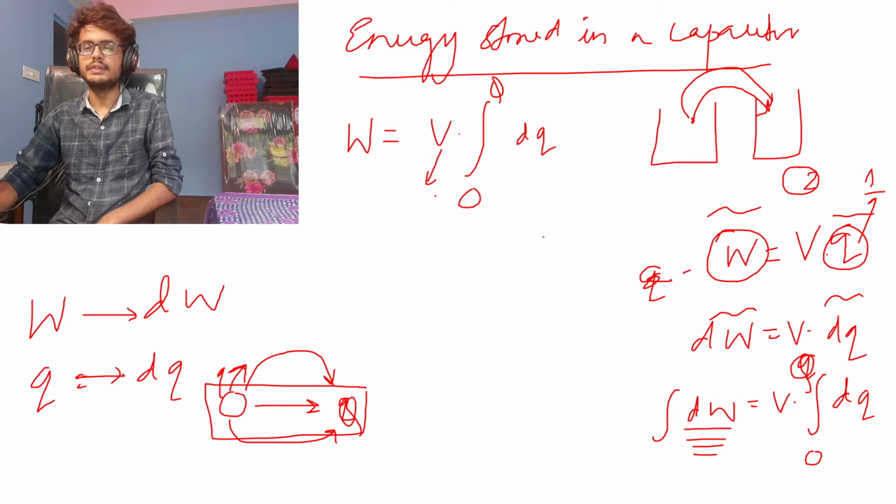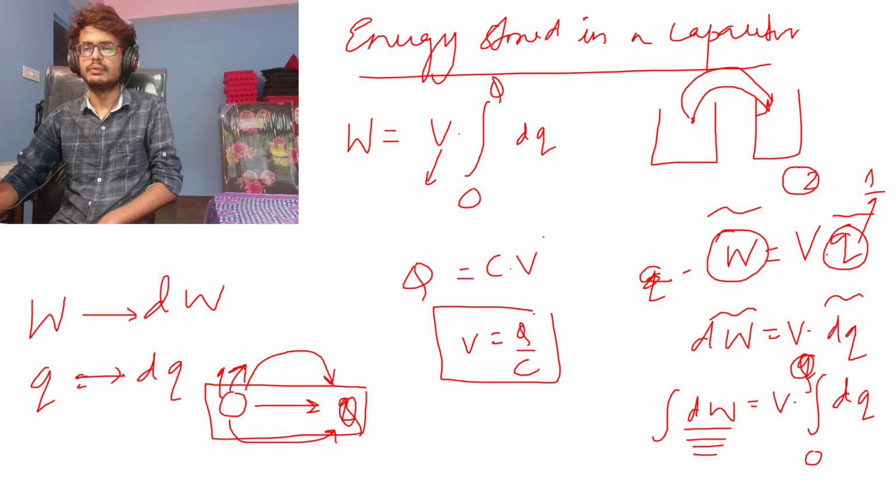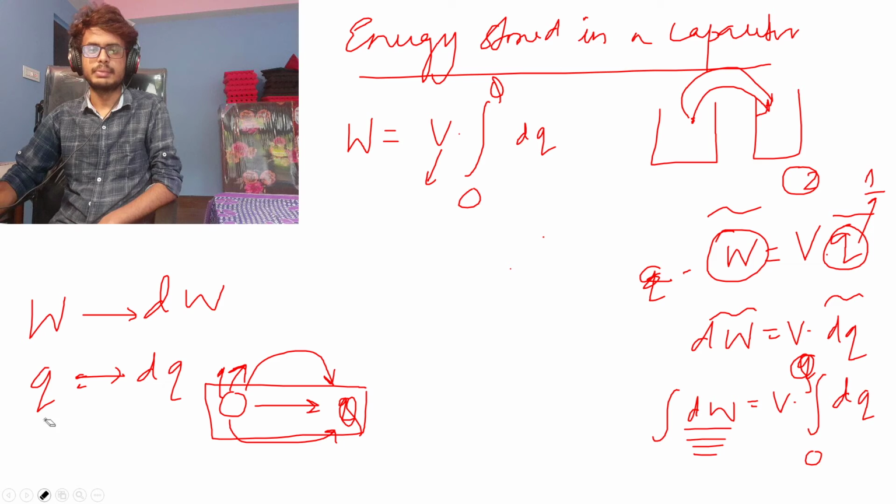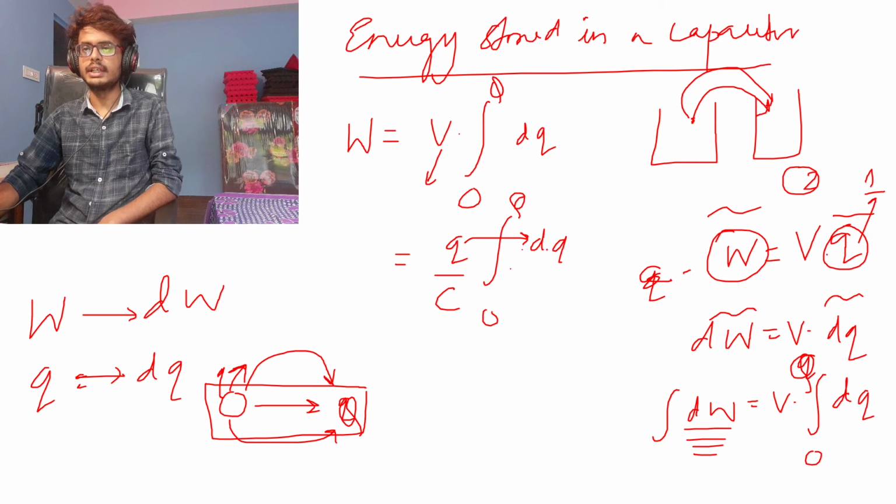We know the value of V. Q equal to C into V, so V equal to Q by C, okay? We just replace the value of V here as Q by C, integral from 0 to Q of Q into dQ. Now since this Q and this Q are equal, we can integrate Q over there. 1 by C is a constant, so integral from 0 to Q of Q into dQ.